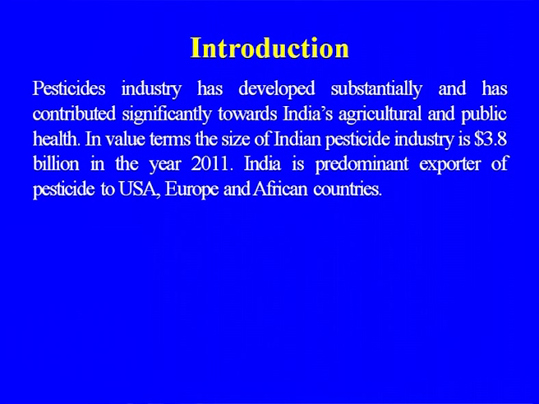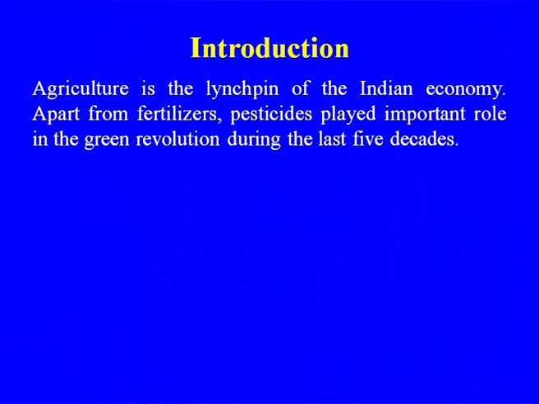In value terms, the size of the Indian pesticide industry was $3.8 billion in the year 2001 to 2011. India is a predominant exporter of pesticides to the USA, Europe, and African countries. Agriculture is the lifeblood of the Indian economy. Apart from fertilizers, pesticides played an important role in the green revolution during the last 5 decades.